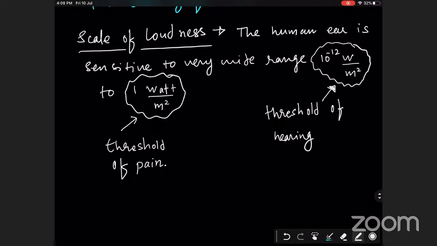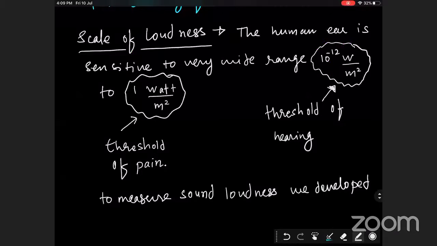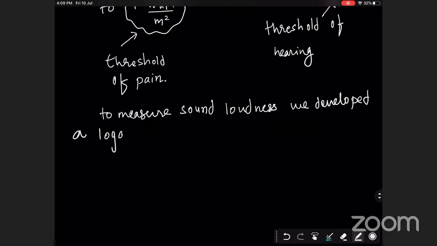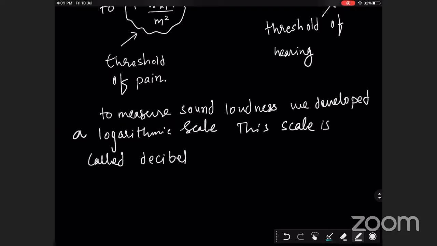Now, since this range of intensity is very large, you see, from 10 to the power 0 to 10 to the power 12, this intensity range is huge. You cannot put such large numbers on one scale. So we developed a logarithmic scale to measure sound loudness. This scale is called the decibel scale.